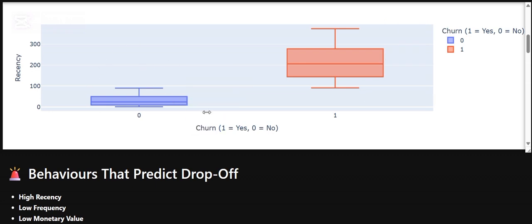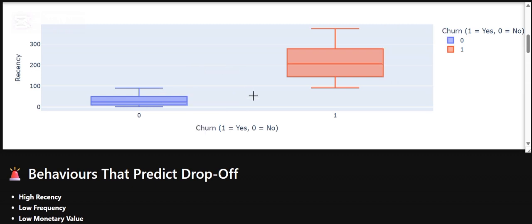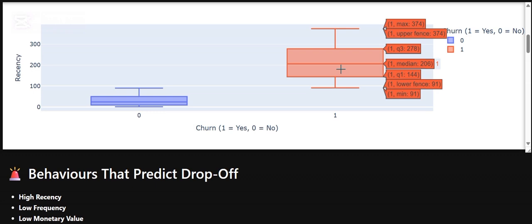If you are speaking of recency, customers with bigger recency, meaning it has been a long time since they visited the store, have a higher tendency of leaving. They have a higher tendency of churning. So you need to pay attention to that. When it has been long since a customer visited the store, they are at risk of leaving.